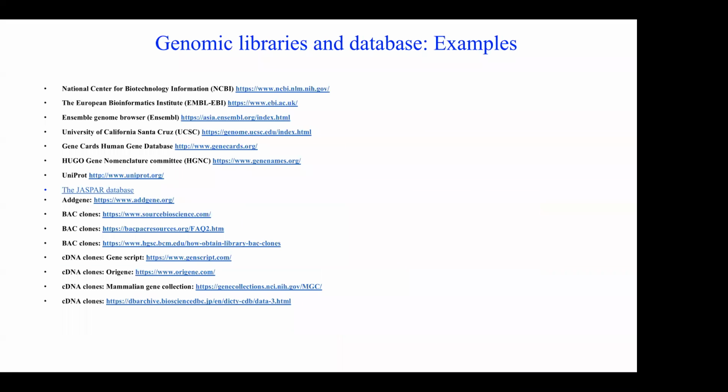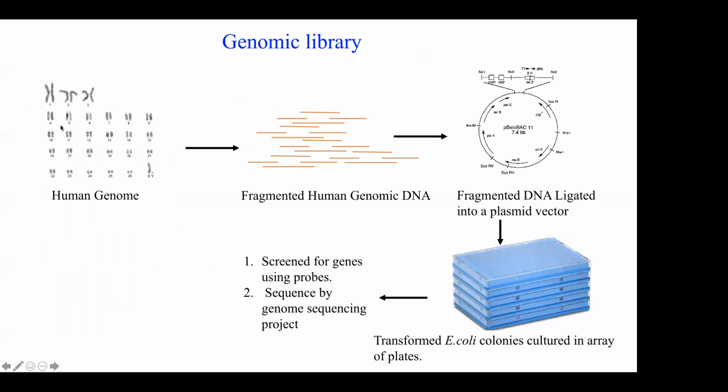How did they do it? These are examples of different genomic libraries, and they will be useful for your genome analysis and gene analysis. Here I briefly explain how they made the library and then how they made the database. For example, take the human genome. They cut it or fractionated it into small pieces.